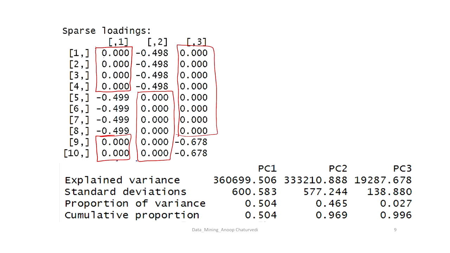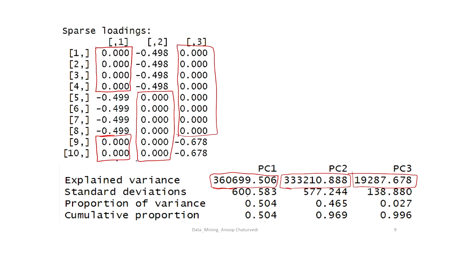So, the sparse principal component analysis makes several of these loadings to be equal to 0. The loadings corresponding to the variables which are not so important. Then the explained variance corresponding to the first principal component is very high. Corresponding to the second principal component, it is also high. Corresponding to the third principal component, it is high. But after that, the explained variance is very small after the third principal component.